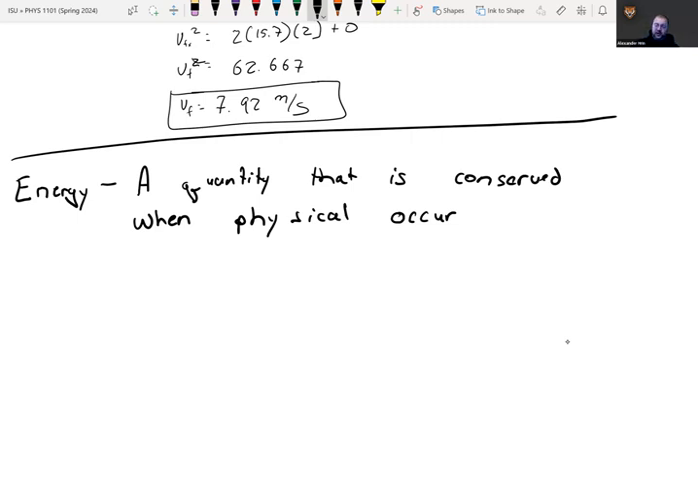Now, the common definition, I think if you were to look up the definition of energy on Google or something, what you would find is that energy is the capacity to do work.